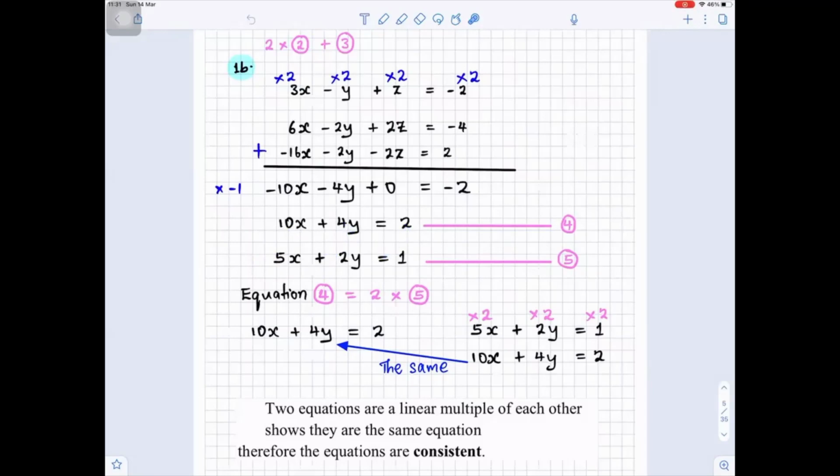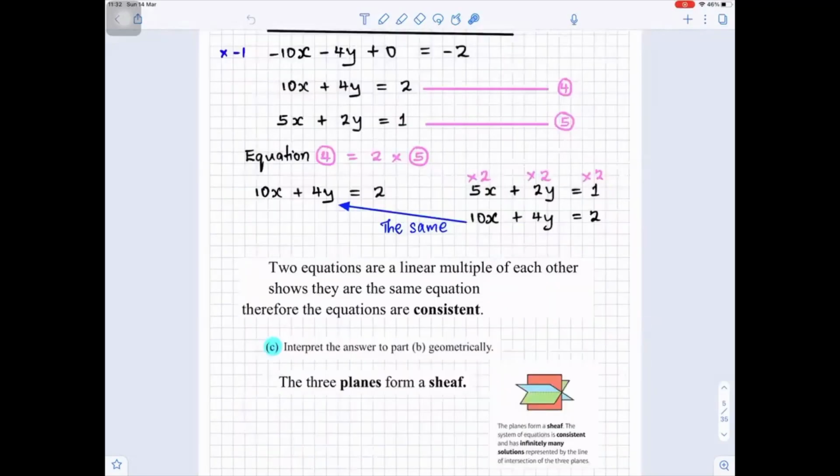So that means the two equations are a linear multiple of each other. That means if you multiply one equation by 2, you get the other one. That's what is called linear multiple of each other. So it shows that the equations are the same. Therefore, the equations are consistent. Consistent because they are the same, and one is a linear multiple of the other.